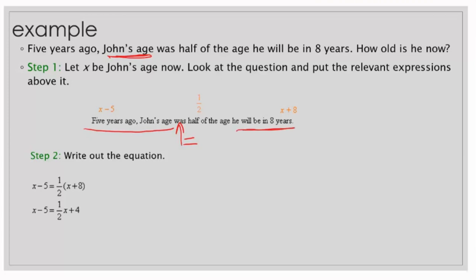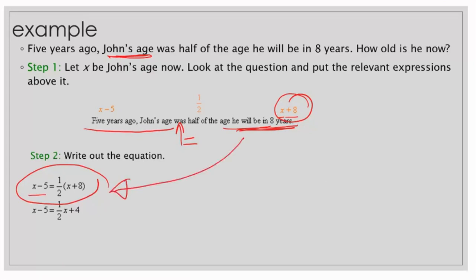He will be in 8 years. The age he will be, that's why you've got age plus x. That is the age he will be, x plus 8. But this is the half of it. So hence you come to this expression. Okay, you move from here to this expression.